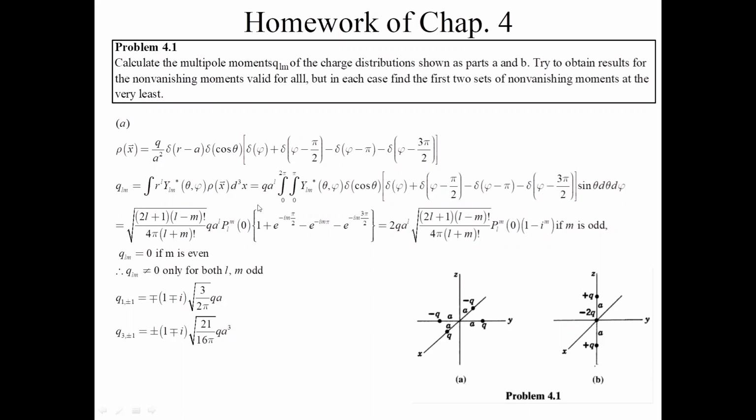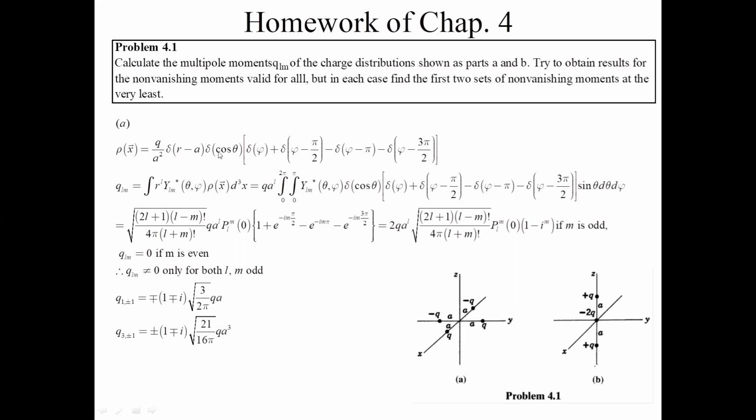Okay, figure A. In here, we can find that the charge density can be written in this form, where cosine theta equals 0, which means in the xy plane, and if r, phi equals 0, pi over 2, pi, and 3 pi over 2, we have the charge as here. So the charge density can be written as this form.